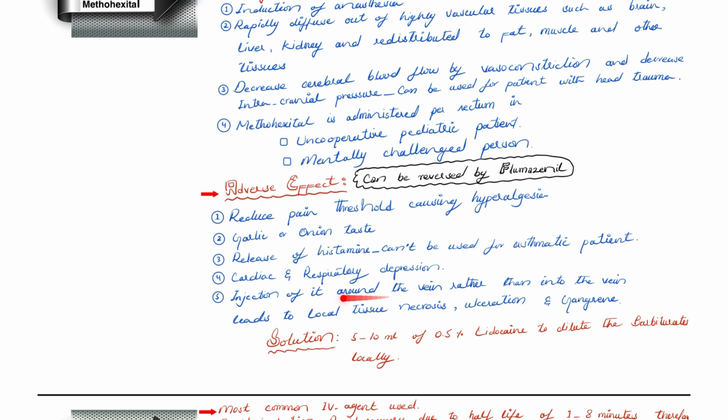Now, injection of thiopental and methohexital around the vein rather than into the vein leads to local tissue necrosis, ulceration, and gangrene. So to avoid these adverse effects, the solution is that 5 to 10 milliliters of 0.5% lidocaine is used to dilute the barbiturates locally.